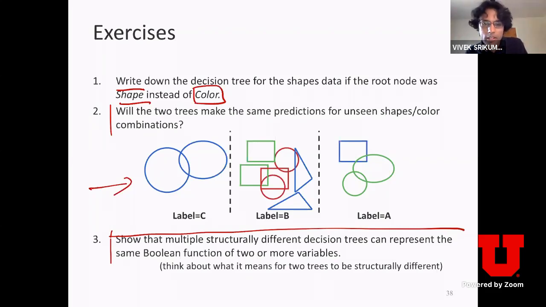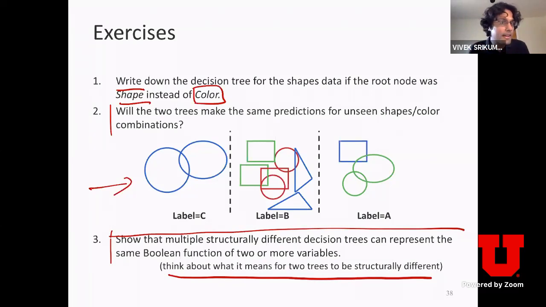The reason I'm asking you to think about this is I want you to think about what it means when two trees are structurally different. You can have two trees that are structurally different, namely they are different data structures if you're storing them in memory, but they are functionally identical, and this is guaranteed to happen if you have 2 or more variables. Try to prove it. All right.